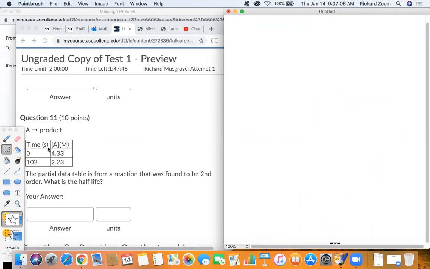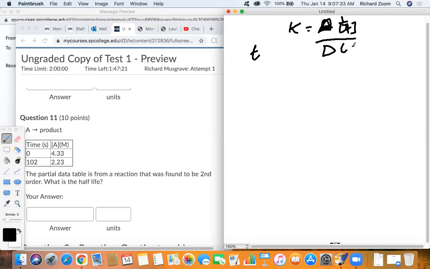So number 11, we're told that the reaction is second order, so what's the half-life? Now, let's do the K value first, which is going to be the change in 1 over A versus delta T, and T half is equal to 1 over A0 times K. And that's how you would do that. Does anybody have any questions?